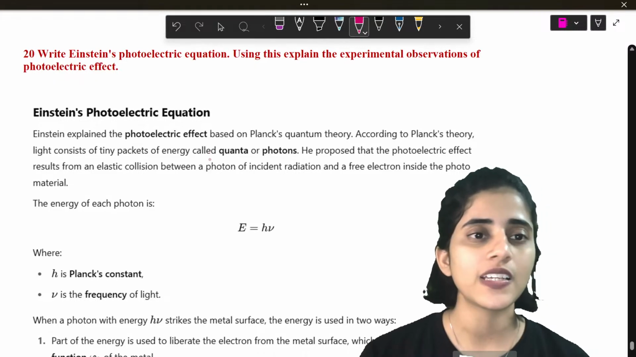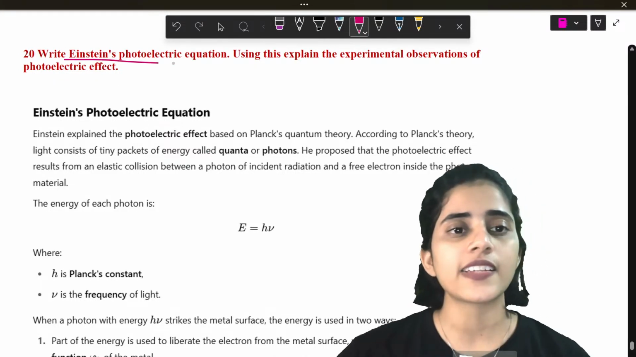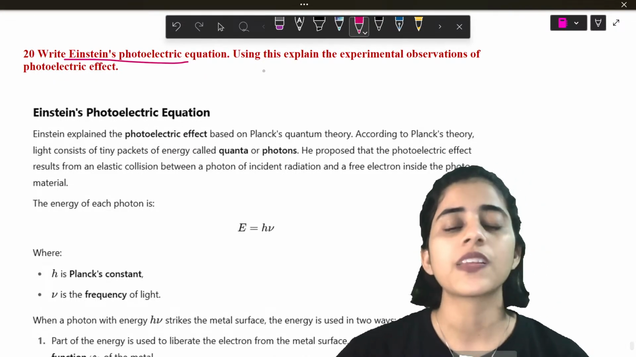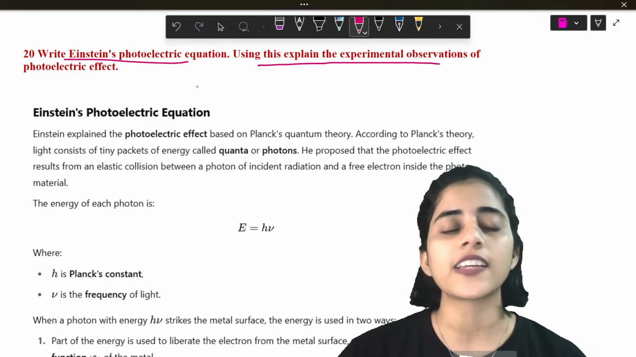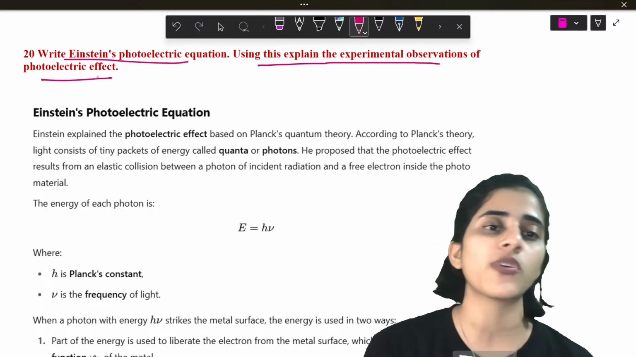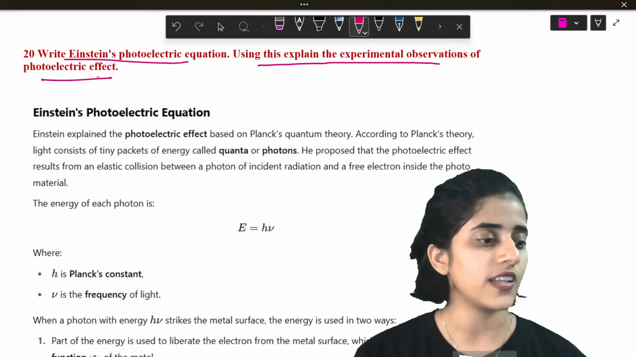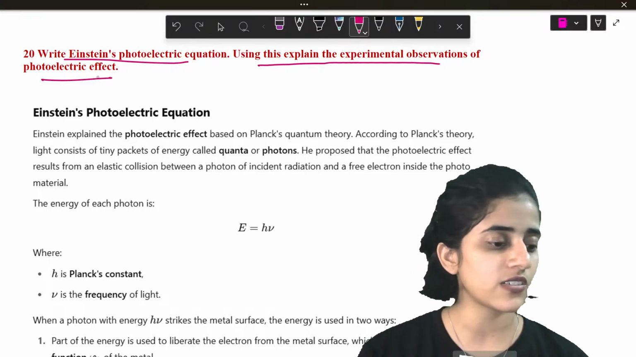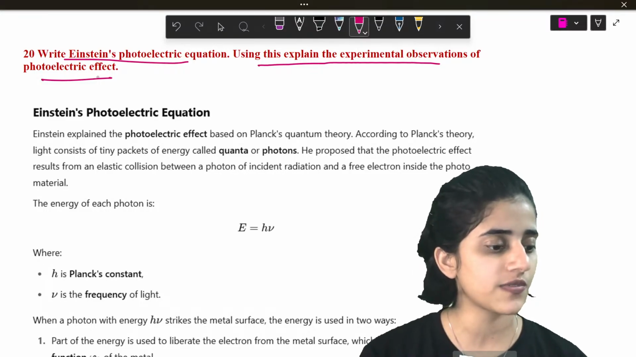Now let's write Einstein's photoelectric equation. Also using this, explain the experimental observations of photoelectric effect. Let's do that. Let's find out Einstein's photoelectric effect.